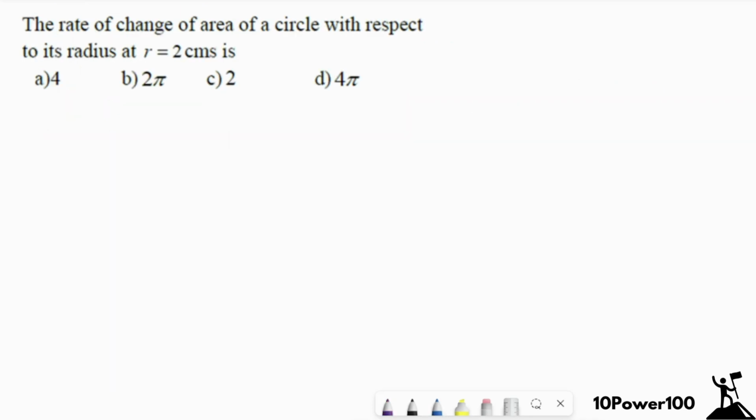Next question, the rate of change of area of a circle with respect to its radius at radius 2 centimeter. So let's see how to solve this. First of all, we should know the area of a circle. Area of circle is equal to pi r square, that is the formula. With respect to this, we are going to solve this problem.